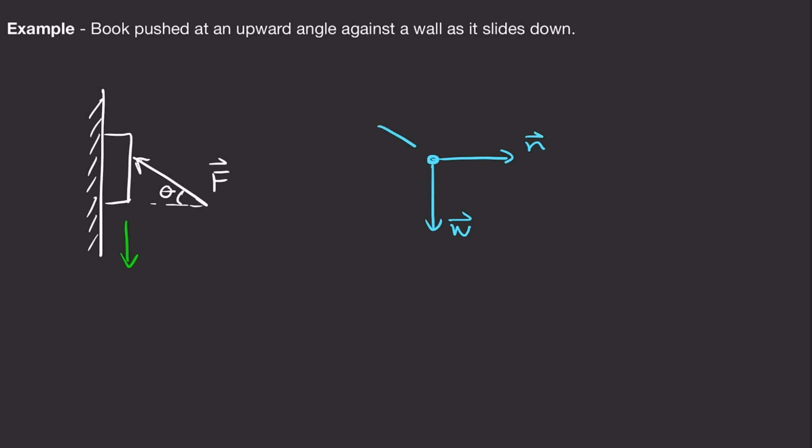We have our applied force that's pushing up and to the left at this angle. It's not 20, it's just some angle theta. So I'll just call this F push. And then since it's sliding down across the wall, we'll have friction that fights that motion and points parallel to that motion, or up the wall.